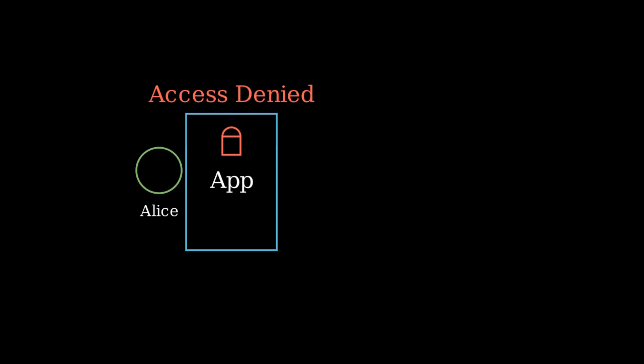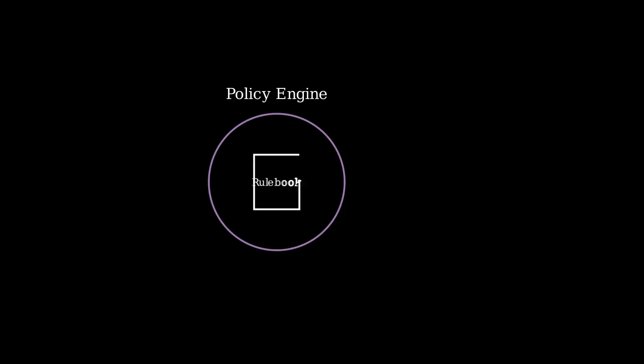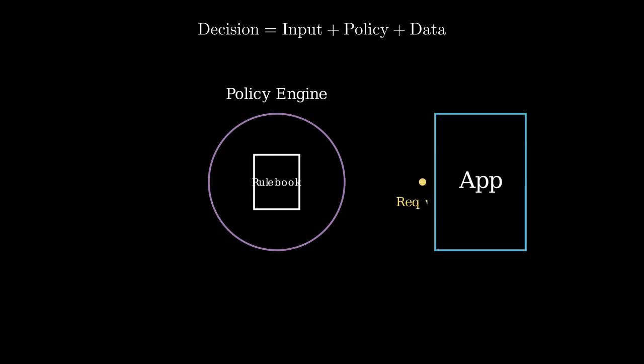To fix this, you can introduce a policy engine. This component acts as a central rulebook for your system. It calculates a final decision by combining the user input, your security policies, and any relevant data. When your application receives a request, it simply passes the details to this engine. The engine checks the rules and sends back an authorization result. If everything looks good, it returns an allow signal, and you can safely open the door. Centralize your security logic.